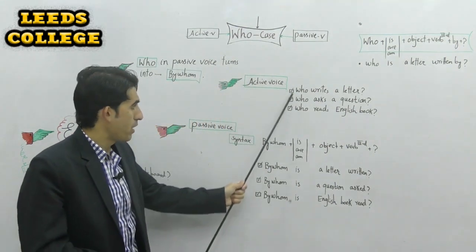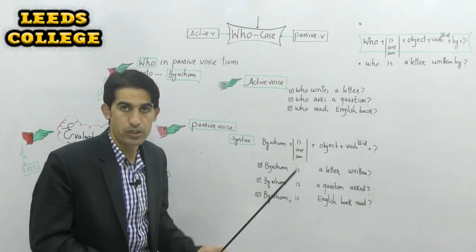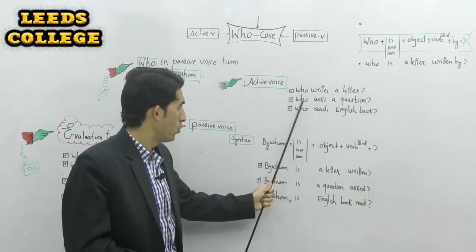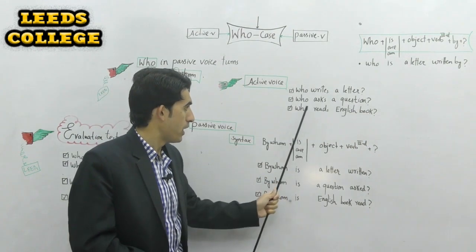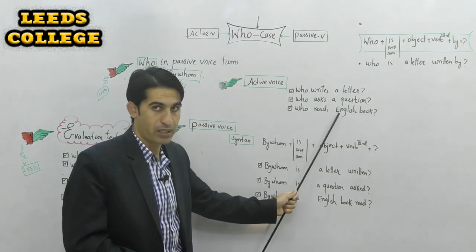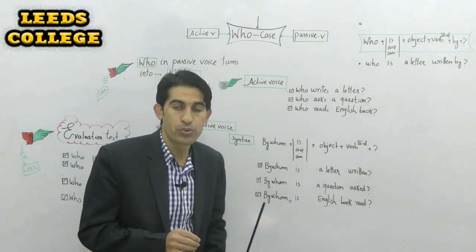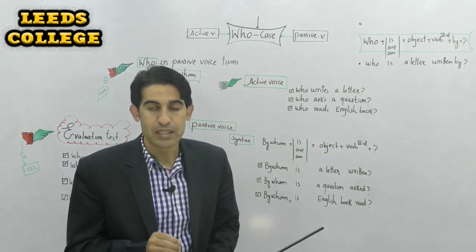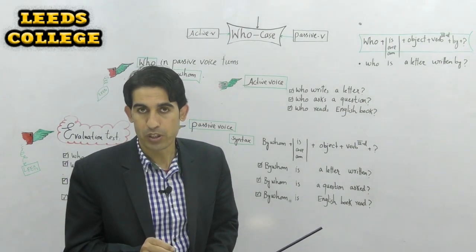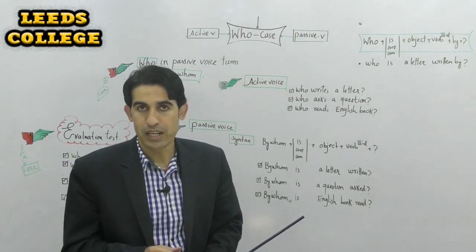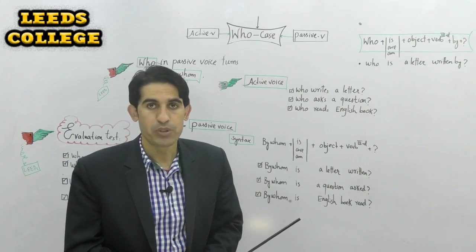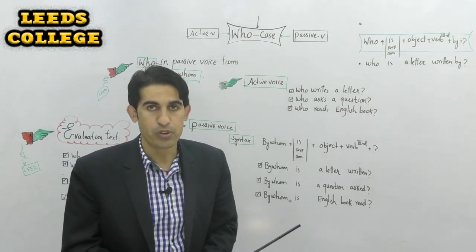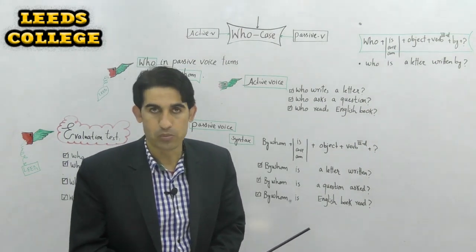In active voice, I have listed three sentences: number one, who writes a letter; number two, who asks a question; and number three, who reads English book. We have three active voices, and each of these is introduced by the question word who. To change such active voice into passive voice, we have two possible formulas. I will focus first on formula number one, which begins with by whom.